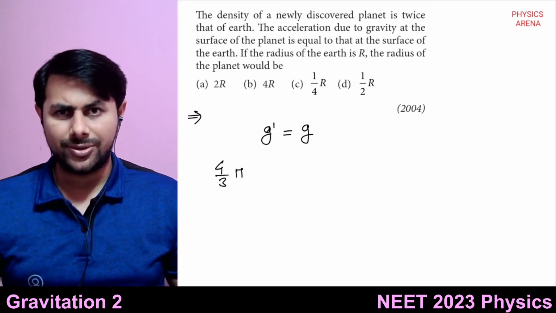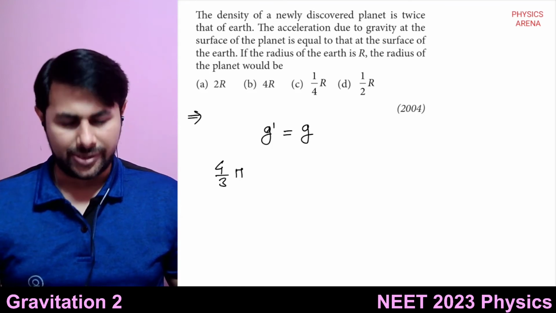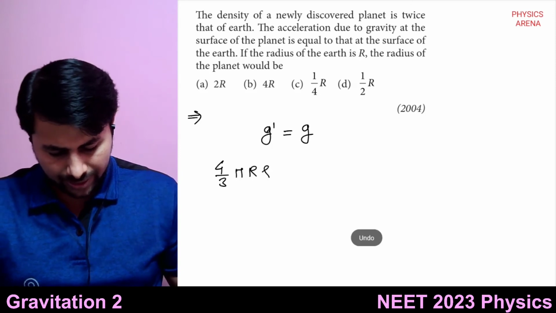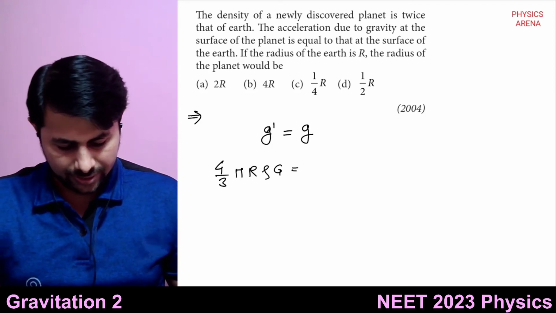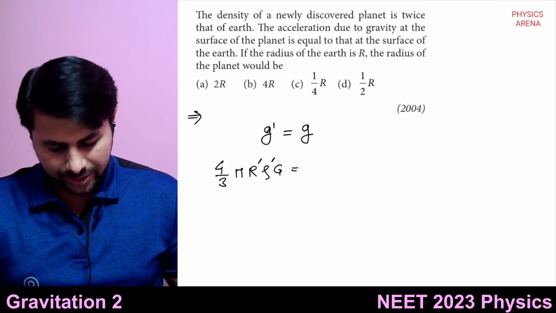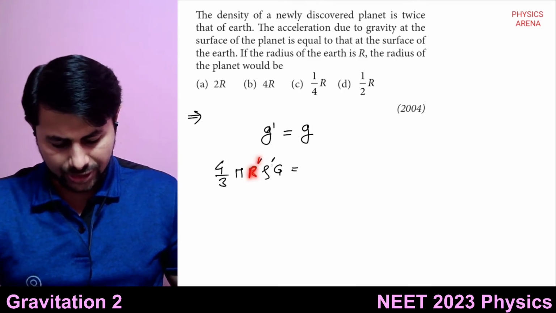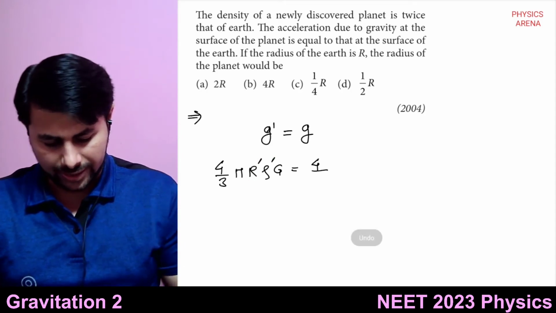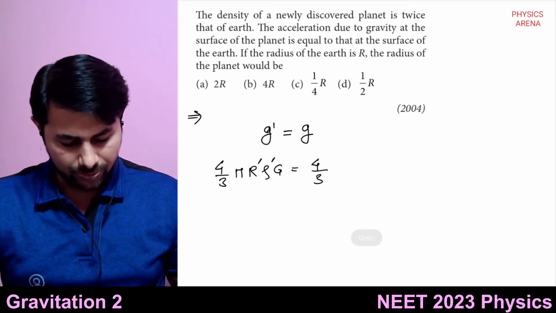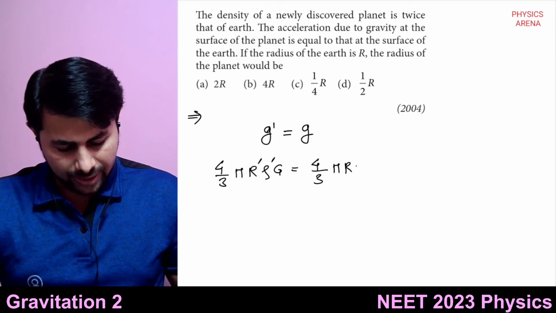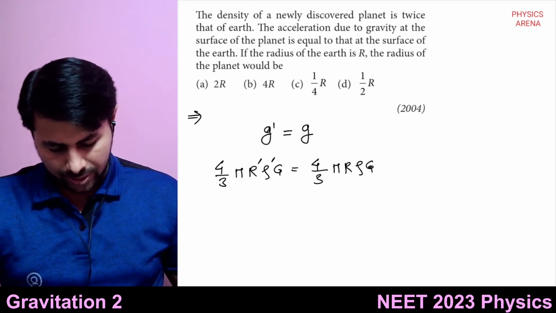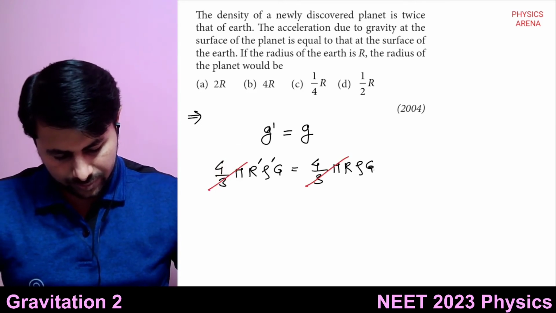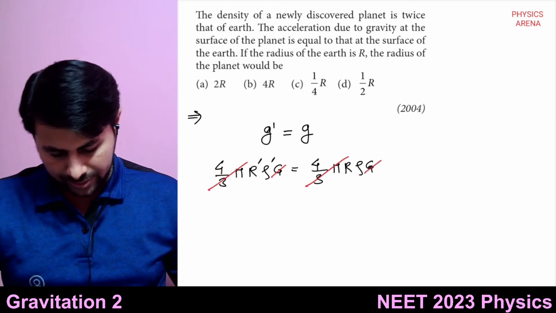Which formula do we have to use? g is equal to 4 by 3 pi r rho multiplied by capital G. But it is for that planet, so let's put r dash, rho dash. It is equal to the acceleration due to gravity of Earth, which is 4 by 3 pi r rho G. So 4 by 3 pi cancelled. G and G is cancelled.